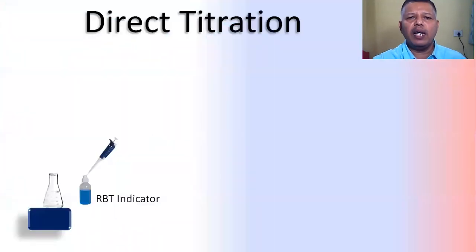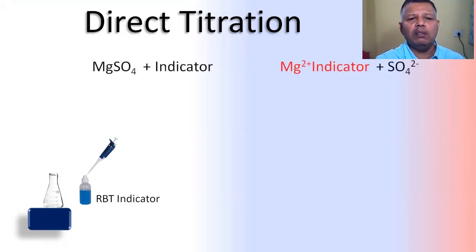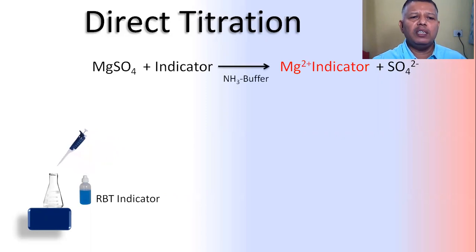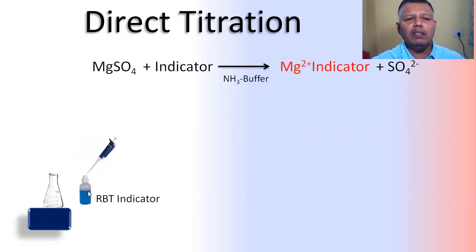Now, for example, in the direct titration, suppose we are taking a flask, and in that flask the metal ion solution is taken, and we are adding the Eriochrome Black T indicator or any other indicator into the flask. Now first is related to magnesium sulfate. Suppose for example an indicator is added, the indicator shows the change in color.